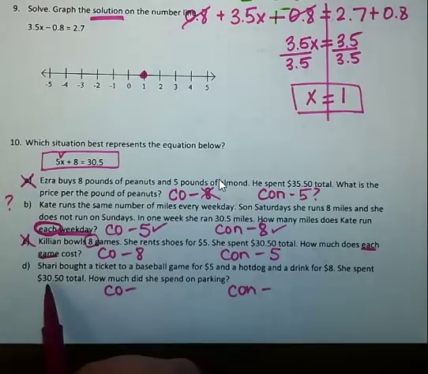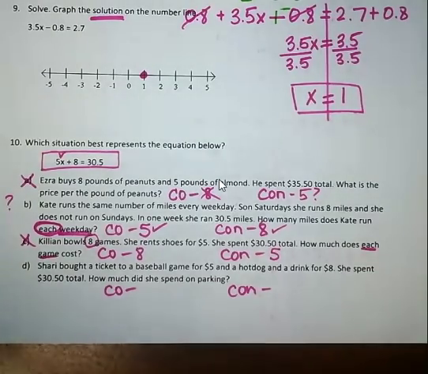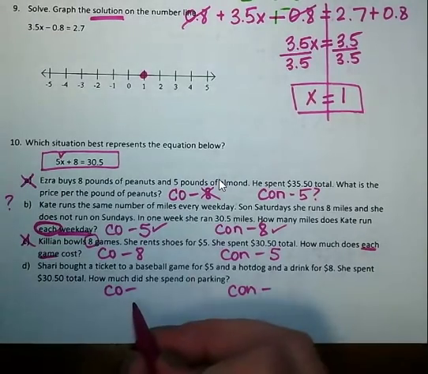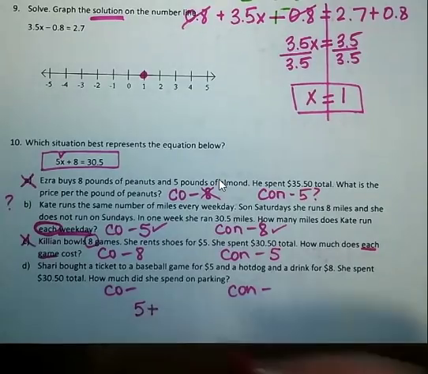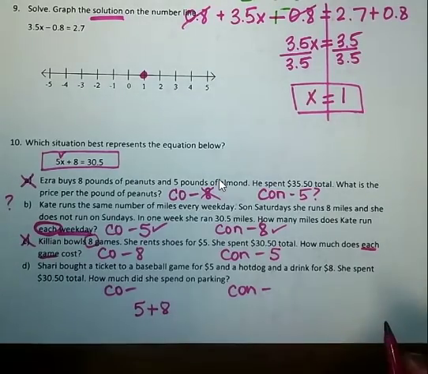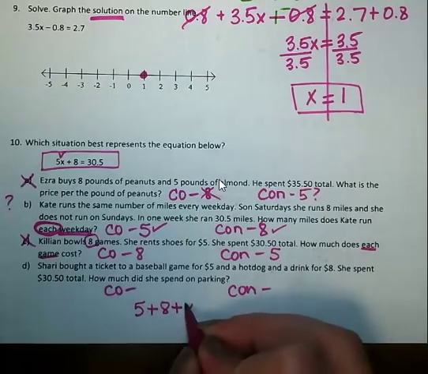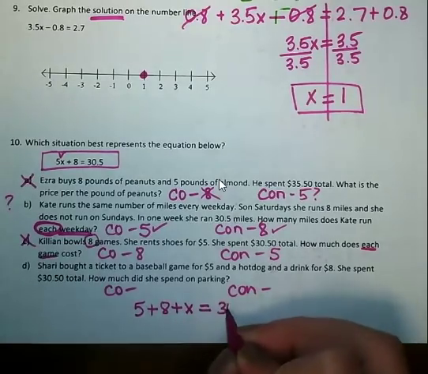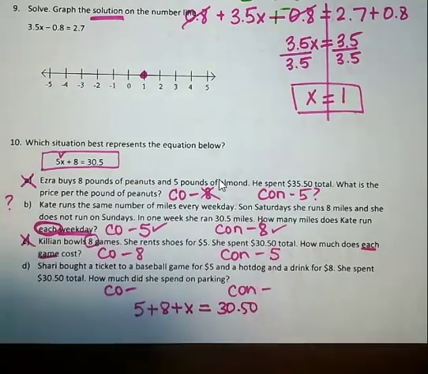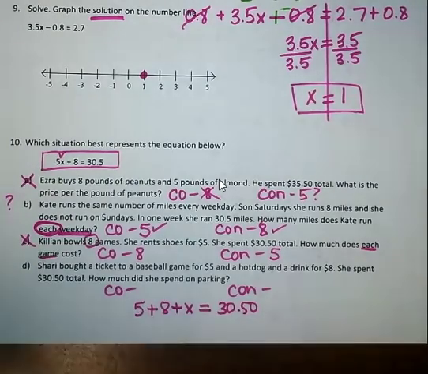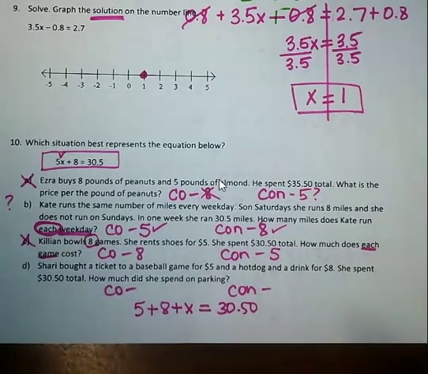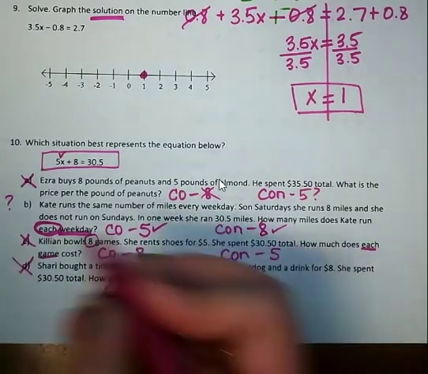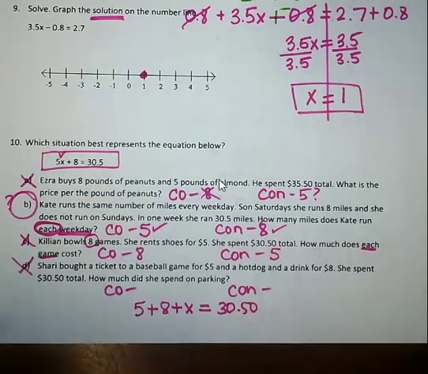She spent $30.50. How much does she spend on parking? This one really just doesn't make any sense at all, because it would be she bought a ticket to a baseball game for $5 and a hot dog and a drink for $8, and she spent some money on parking, and that all equaled $30.50. So there's really no coefficient in this one, because it's just asking for one piece of parking, so this guy would not be our answer. So we have reasoned through, and we know that our answer is B.